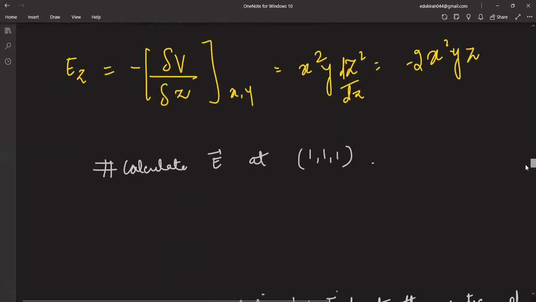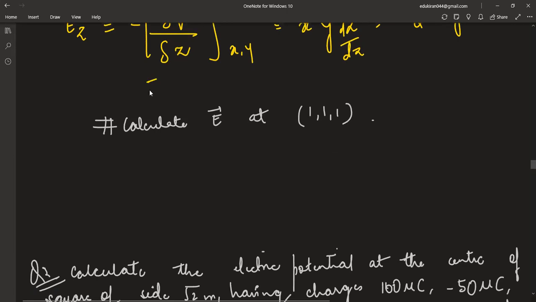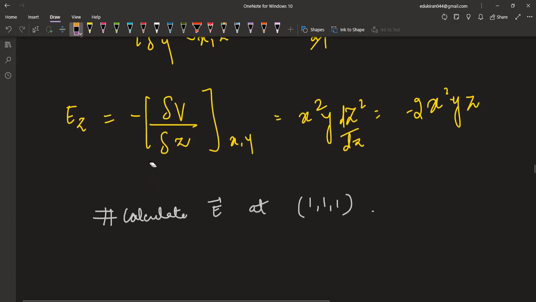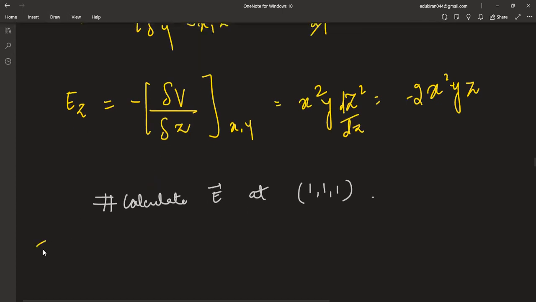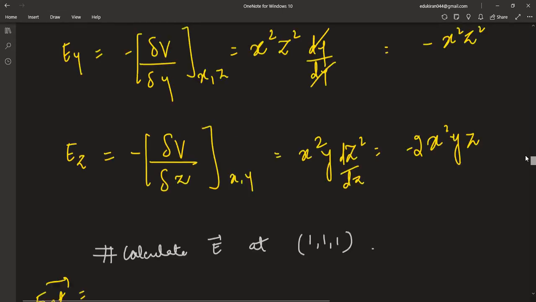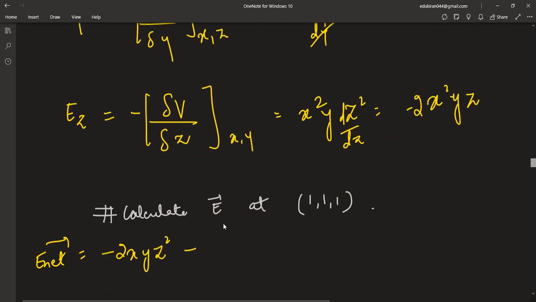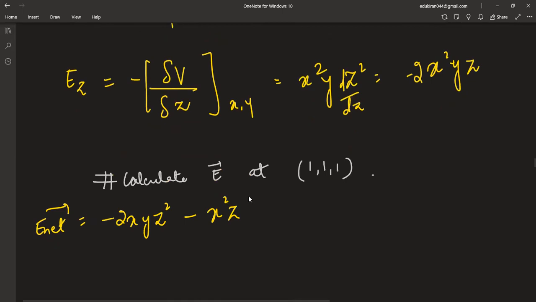Now, what is the final equation? See, it says calculate electric field. Let me write down the final equation. Wait. My final net answer will be Ex plus Ey plus Ez, right? What is Ex? Minus 2xyz square, i cap. Minus, what is Ey? Minus x square z square, j cap. And this is minus 2x square y by z cubed k cap, right? This is my net electric field.